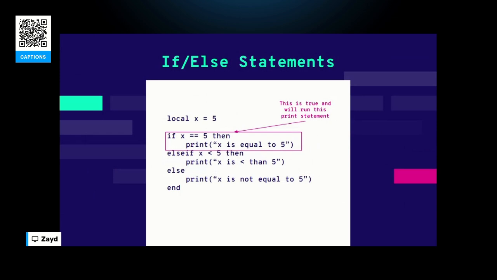What's highlighted right now will run because x is equal to 5 and print out the statement x is equal to 5. But if we change that value to 4, the first statement will check to see if 4 is equal to 5, which it isn't. The else if statement will now run and see if 4 is less than 5, and it is. And so the print statement will execute: x is less than 5. And finally, if we change the x to 10, both the if and else if statements are no longer true. So the else will execute and the print statement inside of it will print: x is not equal to 5.